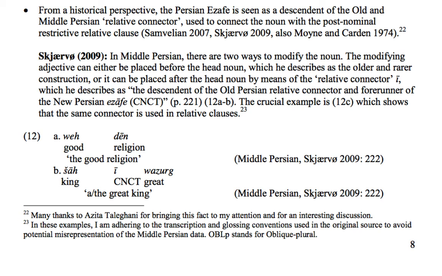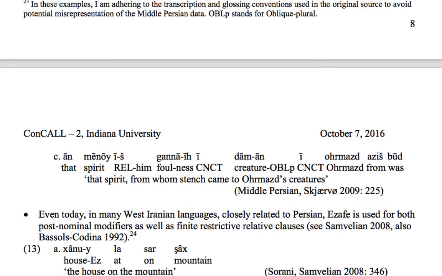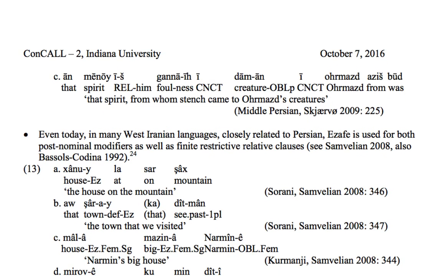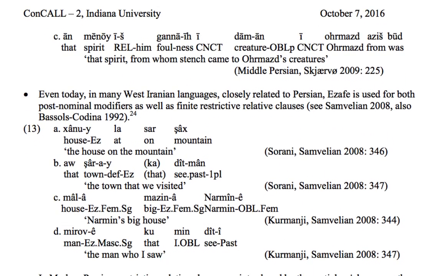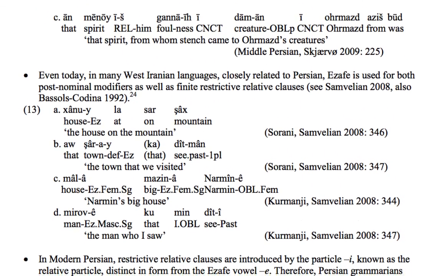The examples in 12a and b are interesting because they once again show that pattern of pre-nominal modifier, no Ezafe, post-nominal modifier, Ezafe. But the crucial example is really 12c, because in 12c, you actually see that this connector is also used in relative clauses. Even today, in many West Iranian languages, which are closely related to Persian, Ezafe is used for both post-nominal modifiers as well as finite restrictive relative clauses.